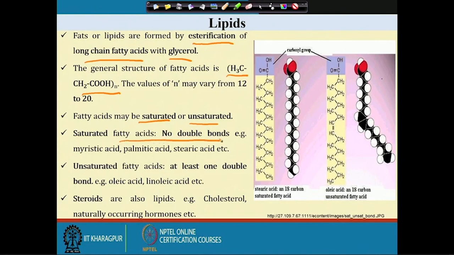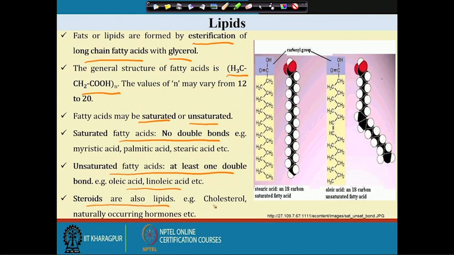Now, why are we interested particularly in this? In this connection, I want to tell you about the biodiesel production process. We usually prefer the unsaturated fatty acid, because why? If the fat is unsaturated, the oil should remain in the liquid phase. Otherwise, if it is saturated, at normal temperature it may solidify, so it is very difficult to use as a fuel. So saturated fatty acid has no double bond, and unsaturated has at least one.